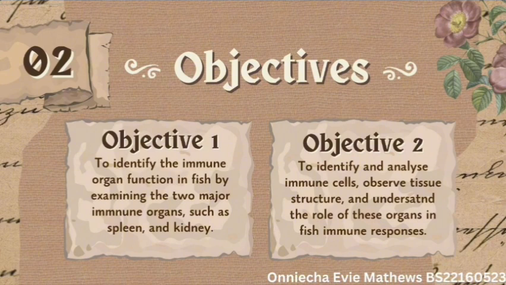In my part, I'm going to talk about our lab objectives, which has 2 main objectives. The first one is to identify the immune organ function in fish by examining the 2 major immune organs, such as spleen and kidney. The second objective is to identify and analyze the immune cells, observe tissue structure, and understand the role of these organs in the fish immune system.